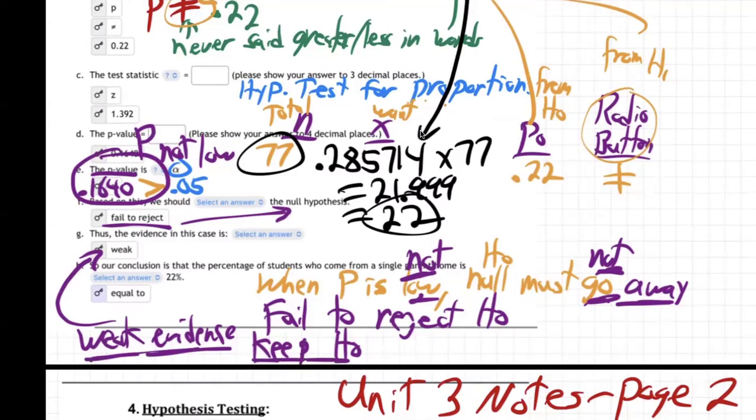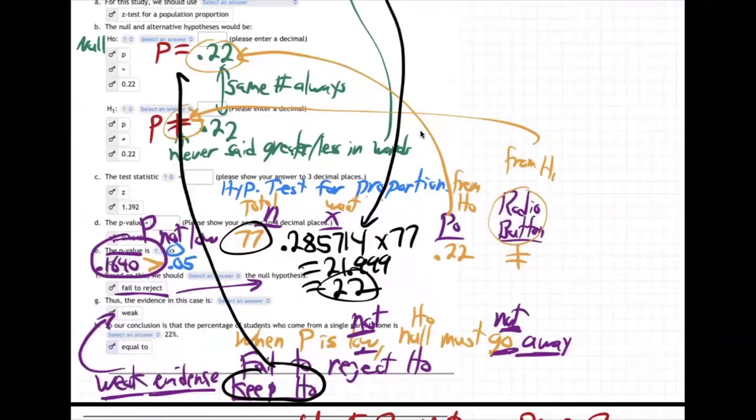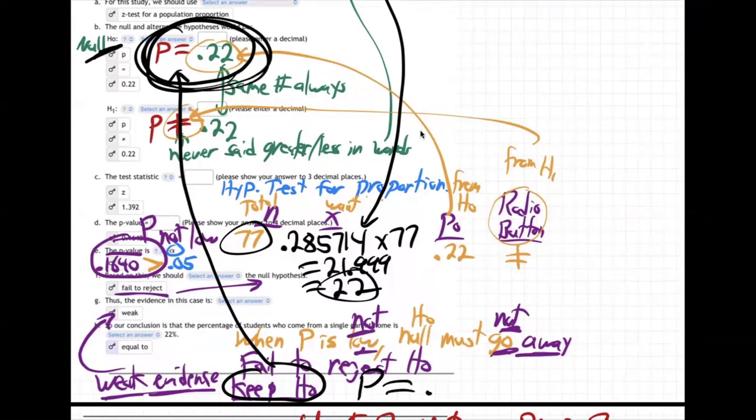And what does that mean, that I'm keeping H0? Well, whatever H0 says. What does H0 say? Let's go back on up. This is what we believe. We believe H0. This is H0, right? He's saying P is equal to 0.22. So that's why we choose here, equal to. So our conclusion is that the percentage of students who come from a single parent home is equal to 0.22. That's our conclusion. Meaning, we decided that the evidence is weak.